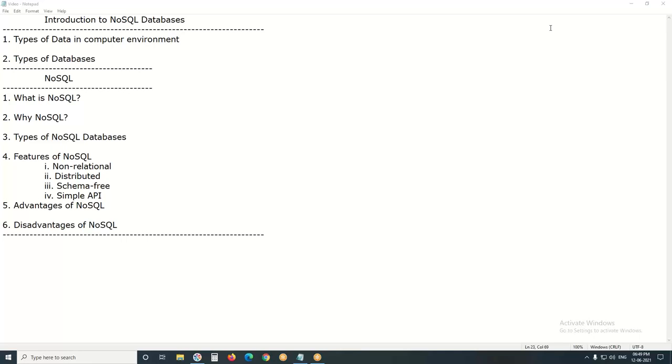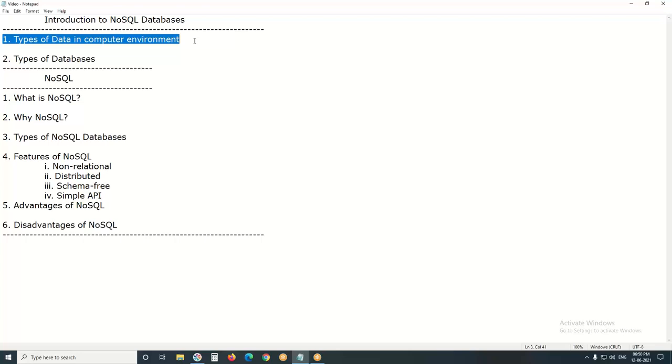Introduction to NoSQL databases. First, types of data in computer environment. See, in the IT industry, the main component is data: data, data type, data processing, data behavior. These are the major things in information technology. For accessing data, input, then user interface, processing data and displaying output.